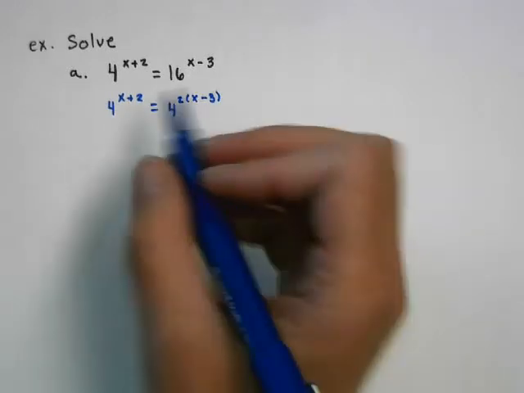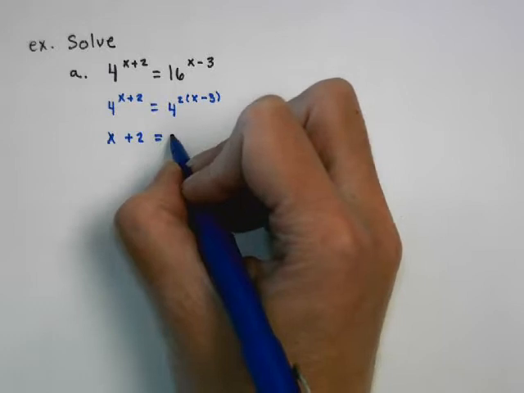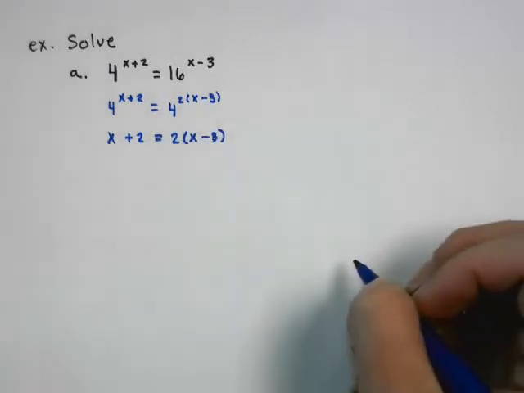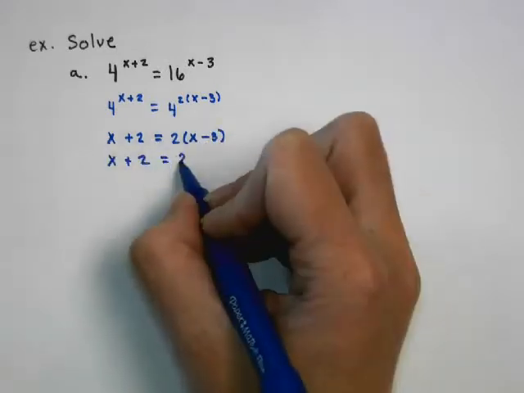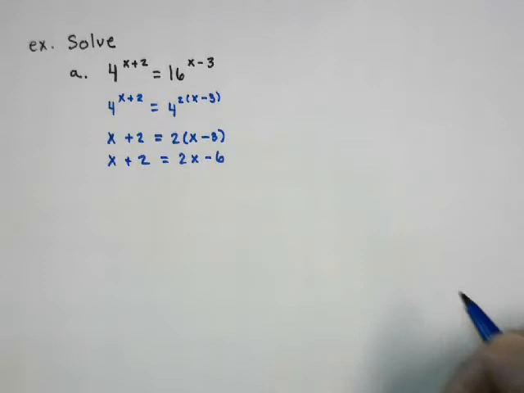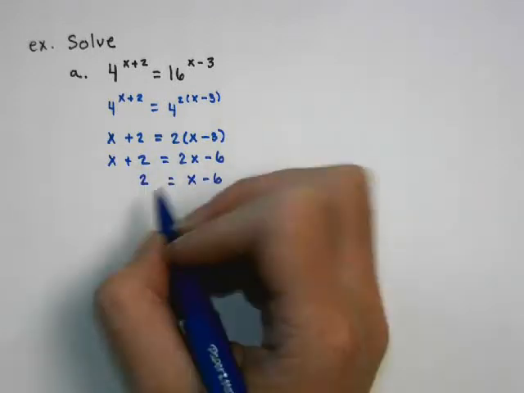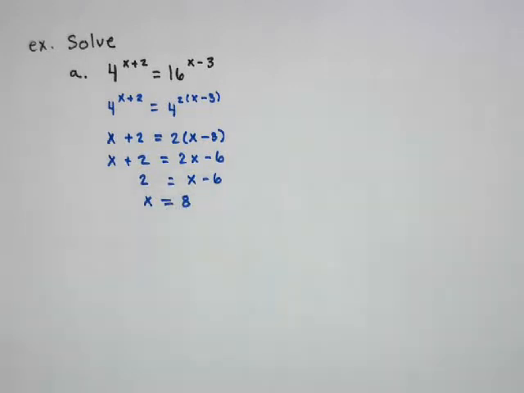So now, since I have the same base, I can eliminate those. So I have x plus 2 equals 2 times x minus 3, and then we just have a simple equation to solve. So 2 is going to equal x minus 6, so my x is equal to 8.